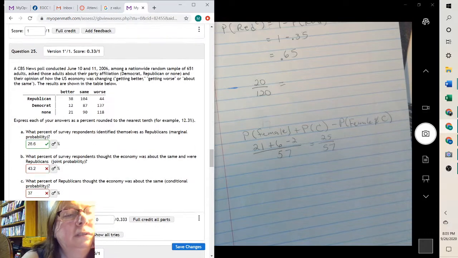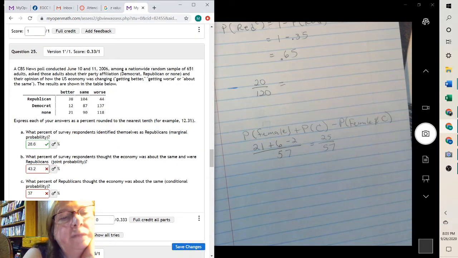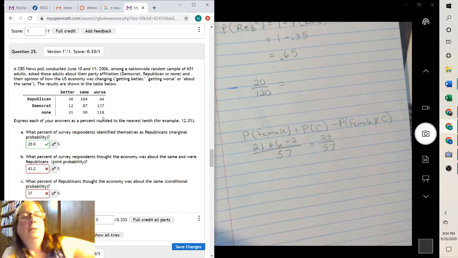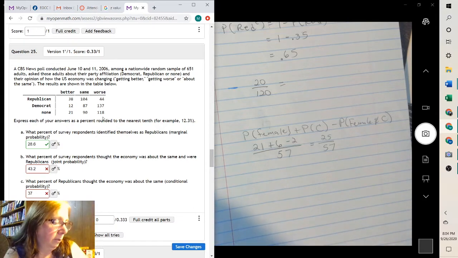Let's look at this one. What percentage of surveys thought the economy was about the same and were Republicans? So we're talking about the same and Republicans. They thought it was the same and Republicans was 104 out of the total. So 104 divided by the total.